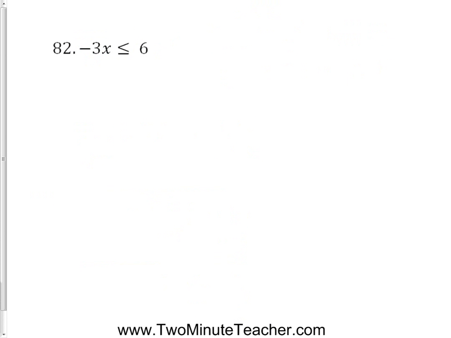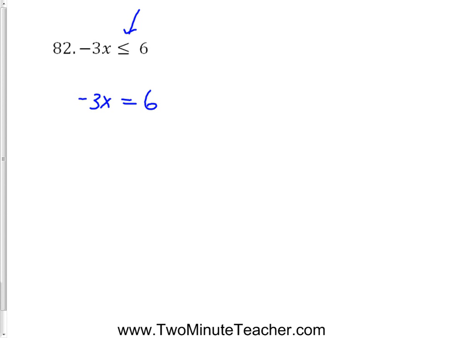All right, moving on, number 82. Negative 3x is less than or equal to 6. All right, this is our first inequality that we've talked about so far. Inequalities are solved just like equations are solved. They have the same kind of rules, except when you ever multiply or divide by a negative. All right, so I'm going to act like this is negative 3x equals 6.